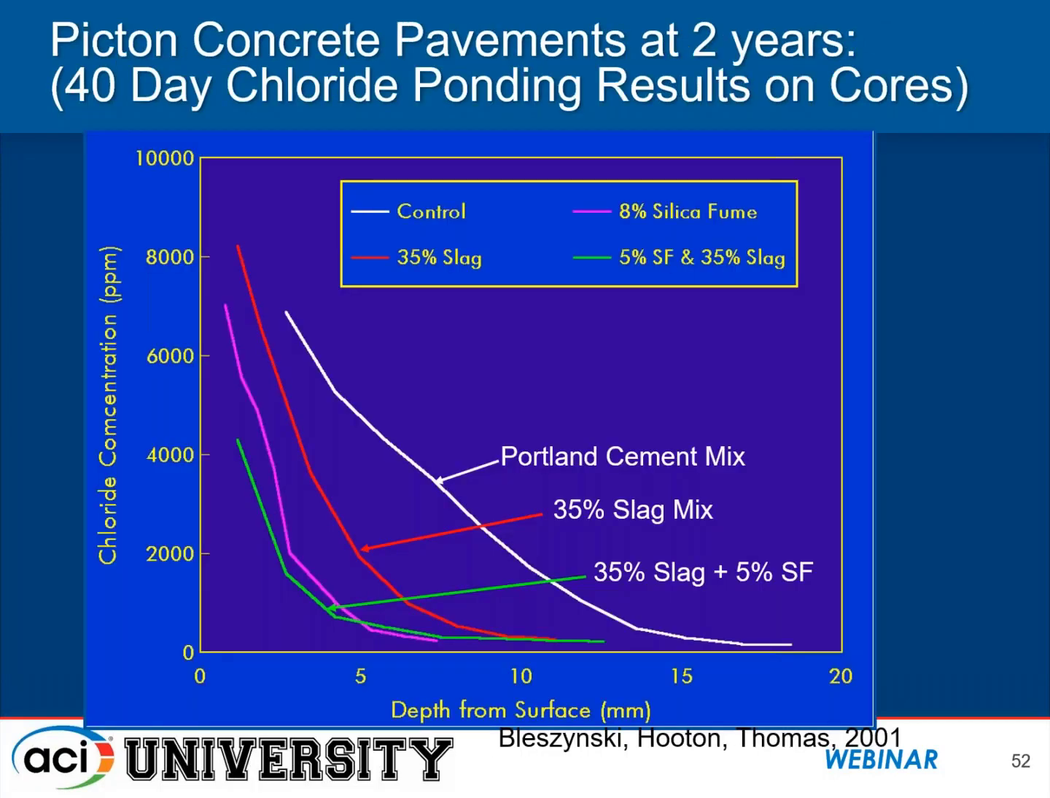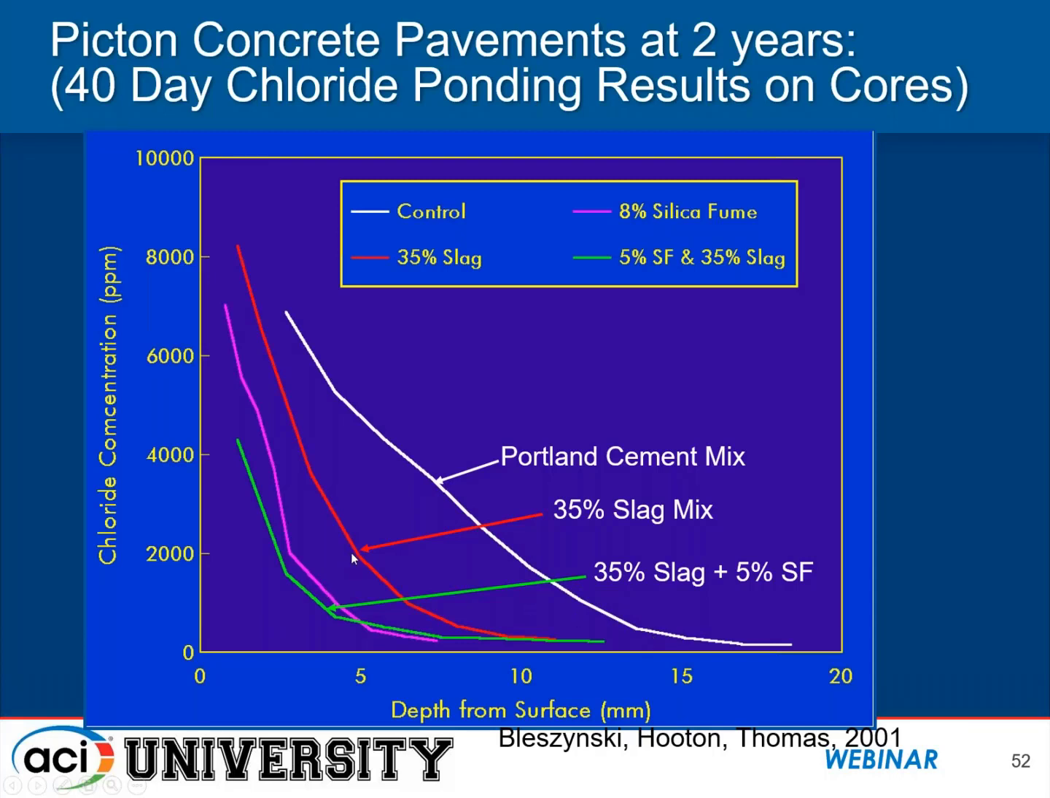These are chloride ingress results on some cores taken out of 2-year-old concretes made with different cementing materials. We measured the ASTM 1556, essentially the chloride ingress test, and these are chloride profiles after 40 days exposure to salt solution, going in from the surface on the left, moving in. Half an inch is here at about 12.5 millimeters. You can see in the Portland cement mix, the chlorides have gone in a lot further.